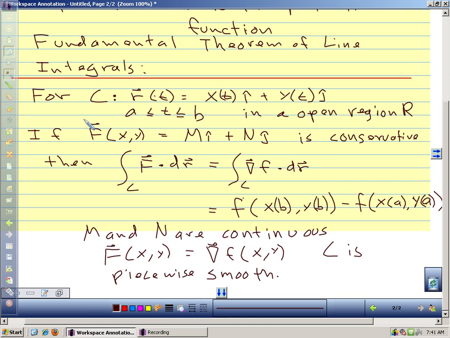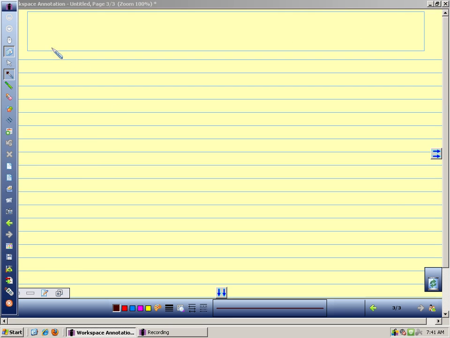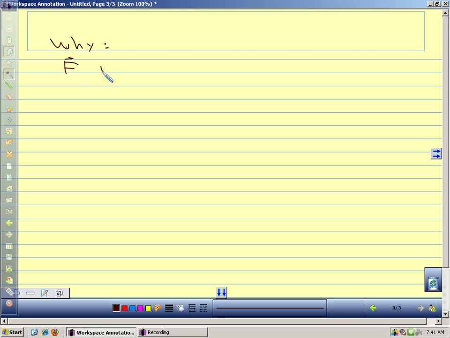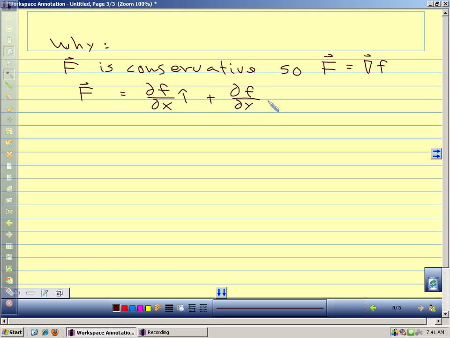Why, if our vector field is conservative, does our line integral only depend on the initial and final position? So we're going to say f is conservative. We're going to be given that f is conservative. So our vector field is the gradient of a potential function. And that means that f equals, we're going to write out the components of our potential function, the partial of our potential with respect to x is our i component, plus the partial of our potential function with respect to y, and that gives us our j component. That's what the gradient of our potential function is.